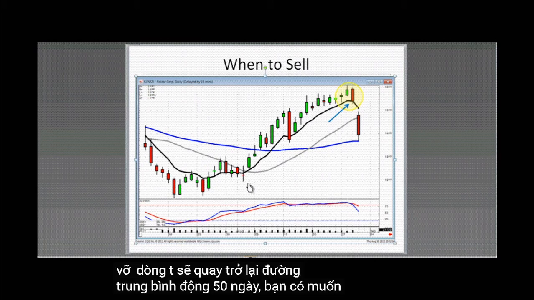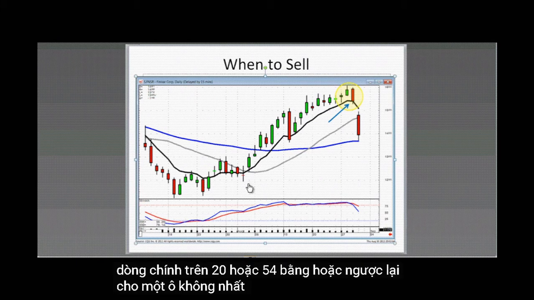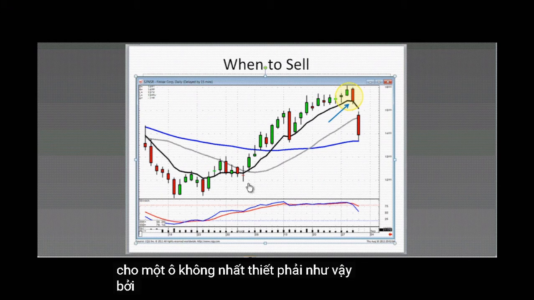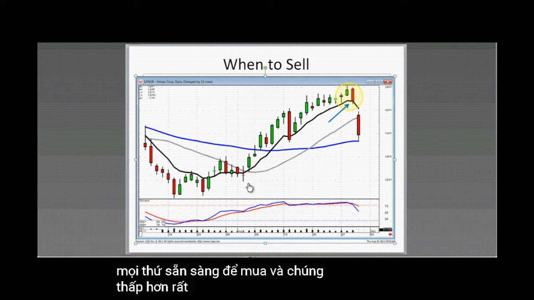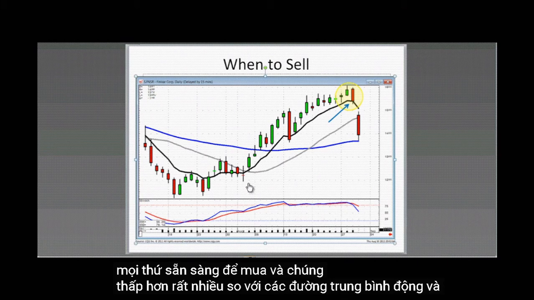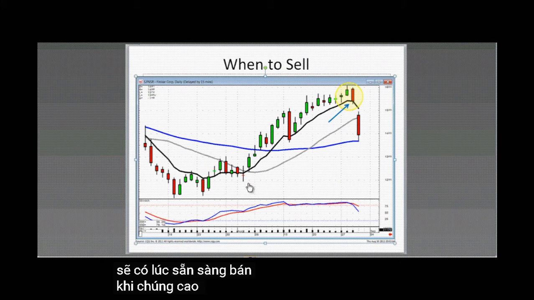Do you want the T-line above the 20 or 50 for a buy, or vice versa for a sell? Not necessarily that either, because there are going to be times when things get ready to buy and they're well below the moving averages, and times to get ready to sell when they're well above those moving averages.